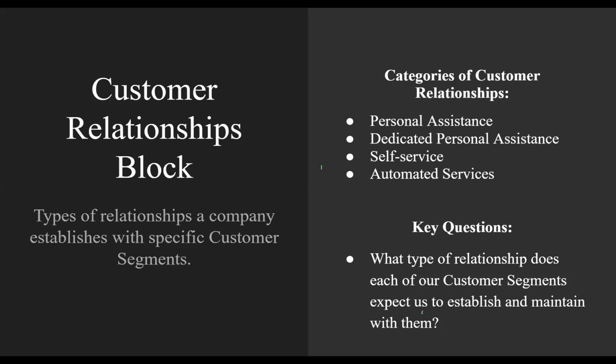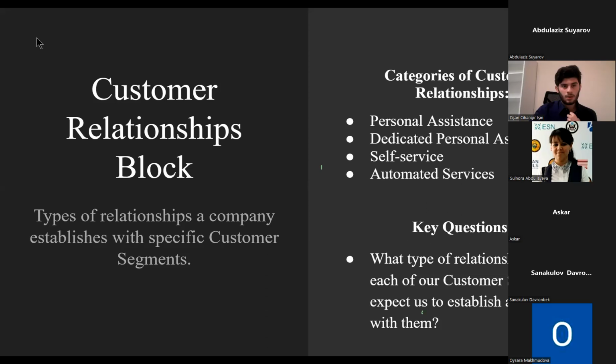While writing this part, the key question you should ask yourself. Sorry. One second, please. I'm going to have to silence the microphone.